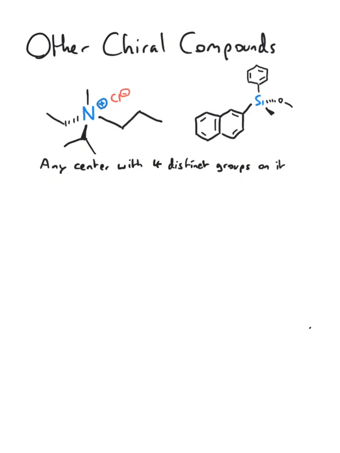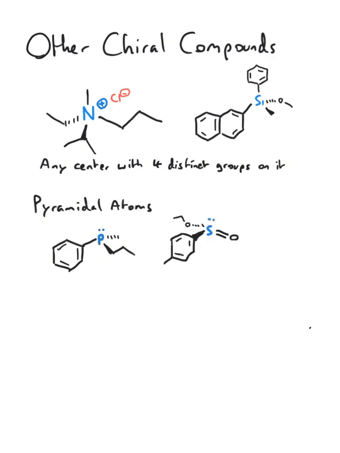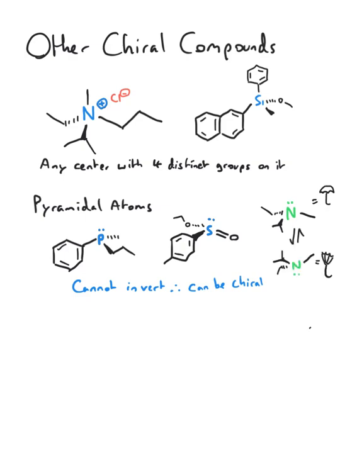But that's not all. We can also have pyramidal atoms that do not invert, which therefore end up with a tetrahedral structure with a lone pair in one position, such as this phosphine and this sulfinic ester. And you may be wondering, what about any amine? Well, with amines, the lone pair can actually flip back and forth, kind of like an umbrella inverting in a heavy wind, if you picture that. Whilst the phosphorus and this sulfinic ester cannot do that.